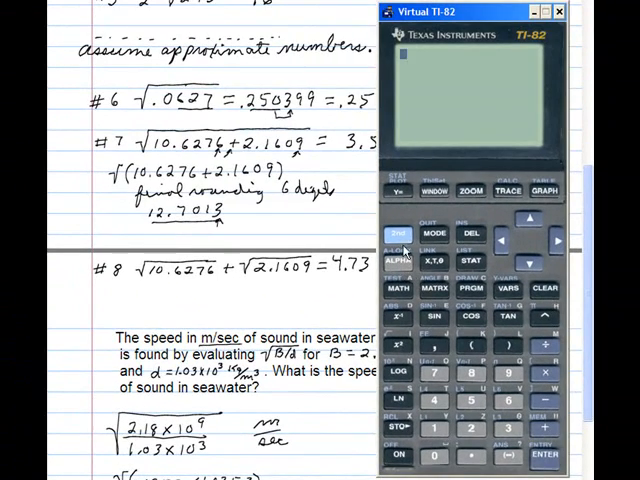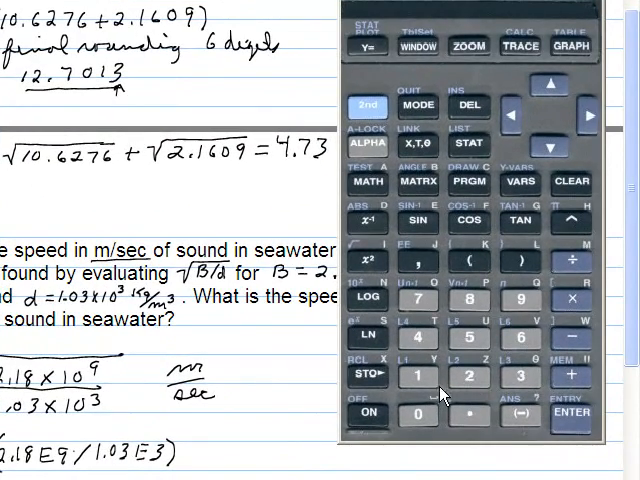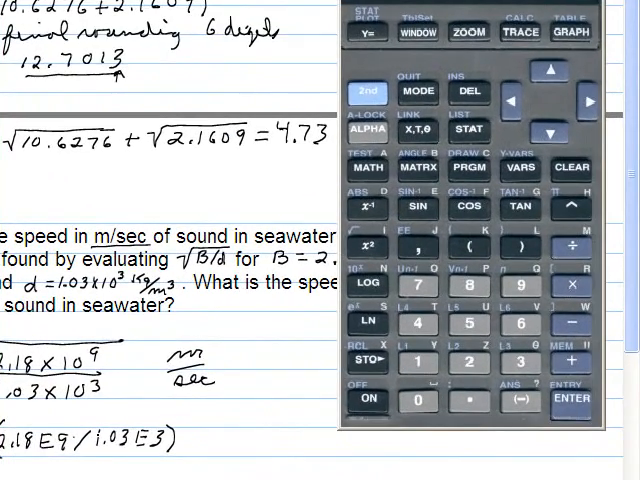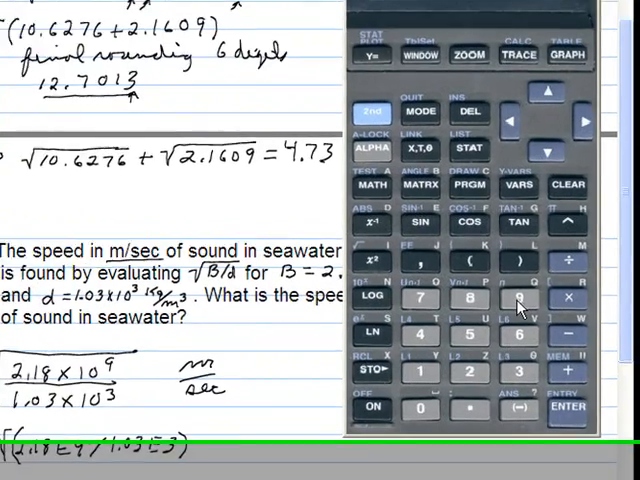We want to get our square root sign, second x squared. We want to open bracket because we've got a lot of stuff to fit in here. 2.18E9. 2.18. Now remember to get an E for scientific notation, above the comma there is that symbol double E, and it's in blue. So to get an E, I want to go blue double E, or blue comma. Second comma. There's my E. And then it was E9, so I put in a 9.